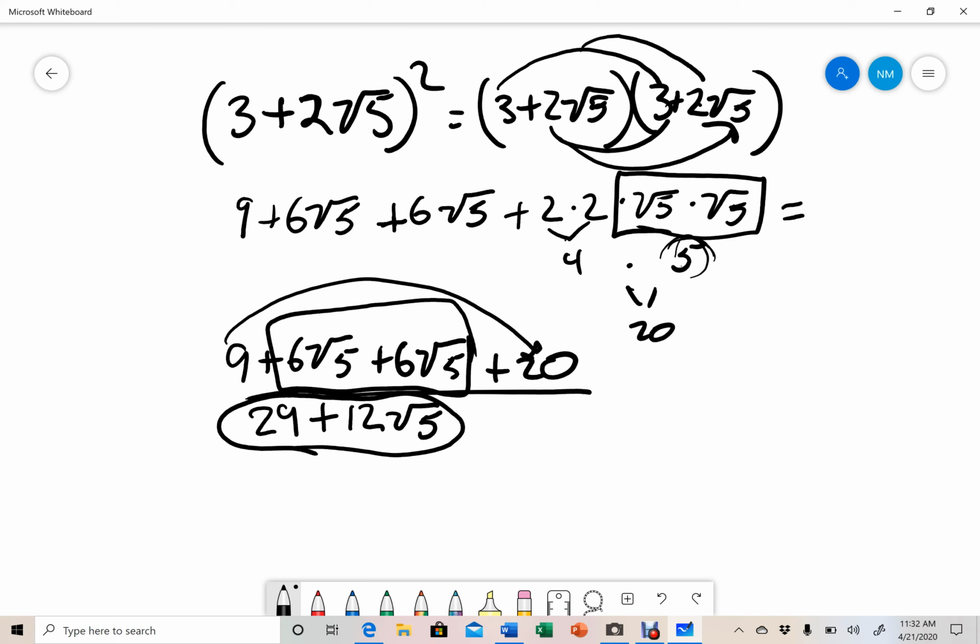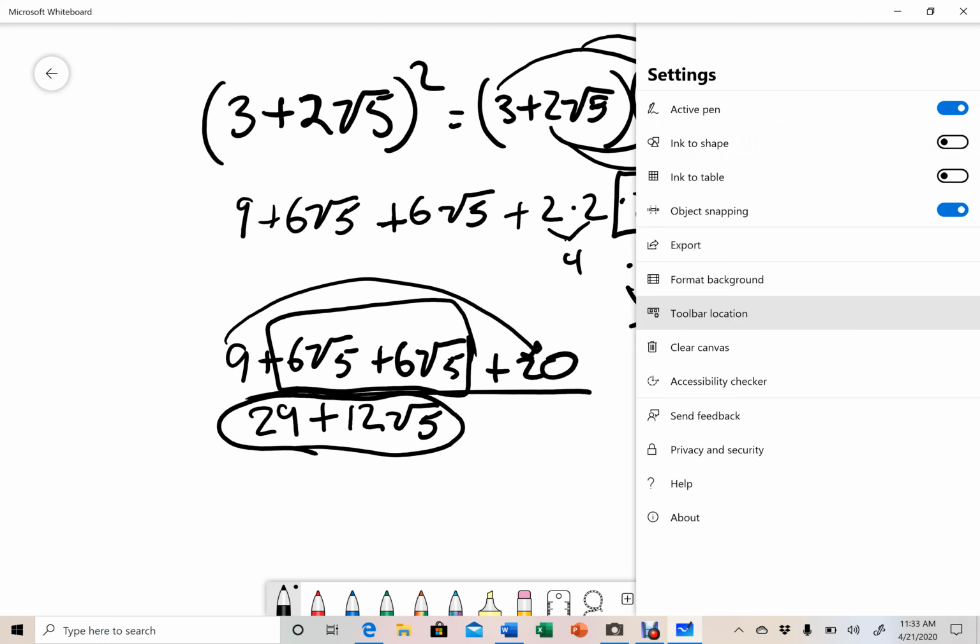Okay, so that's how that breaks down. We've got this perfect square binomial. We expand it, we FOIL, and we get all of our terms here, and then we combine our like terms to get our answer. And that is similar to number 14 on the test. Let's look at number 15.